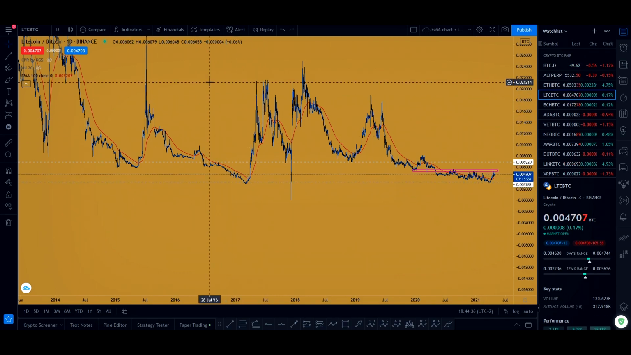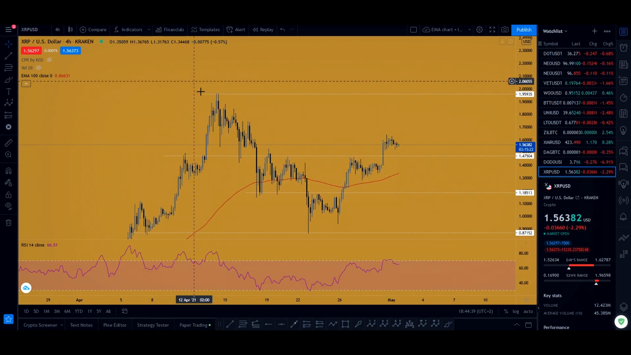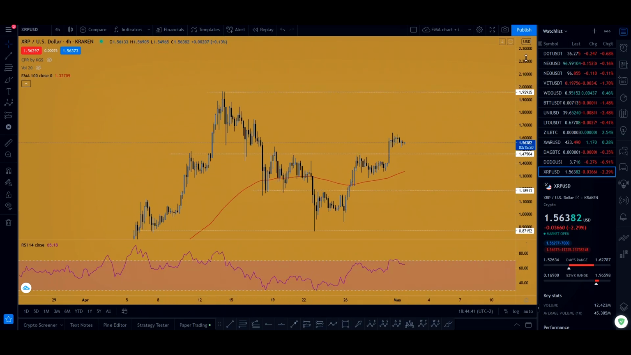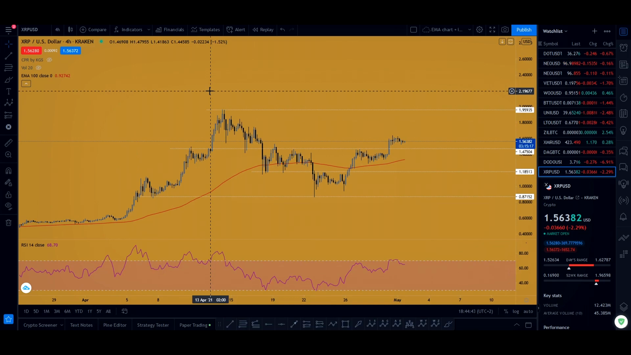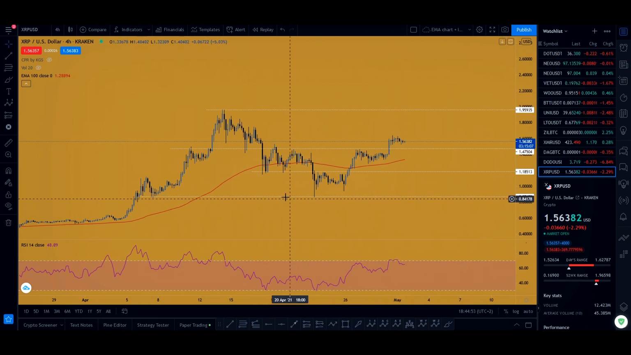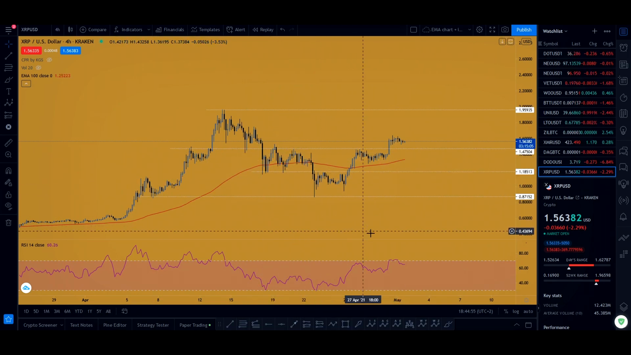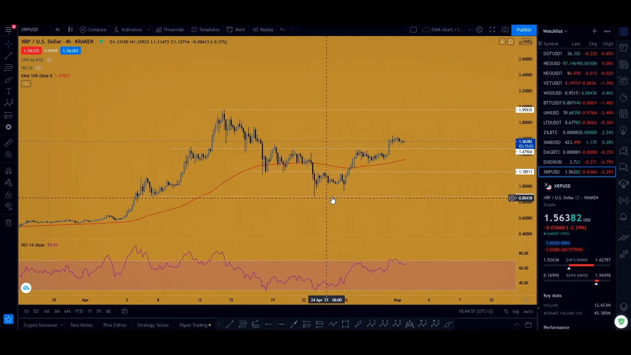And now let's move over to Ripple. As you can see, I'm using the 4-hour chart. After our push towards almost $2, we had this correction, and we finally found support around 1.18. Then we had a consolidation, then a brief breakout below that structure level.